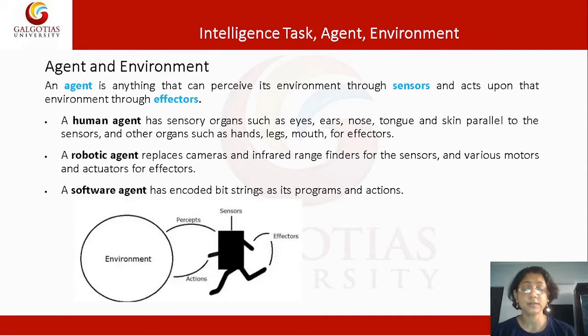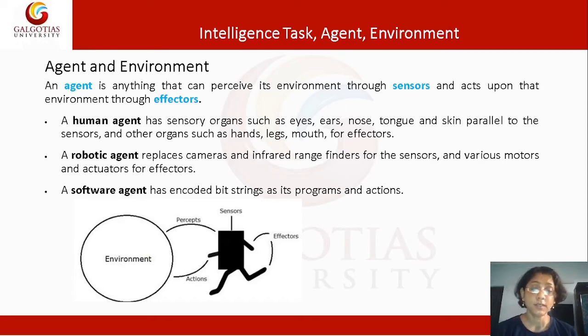The example here is demonstrating this concept: there is the environment, and this is the agent. You can consider it as an AI object, which is perceiving through sensors, and it is performing actions on the environment only through effectors. An agent is anything that can perceive its environment through sensors. Perceiving through sensors, the percept is coming from the environment to the sensor. It acts upon the environment through effectors.